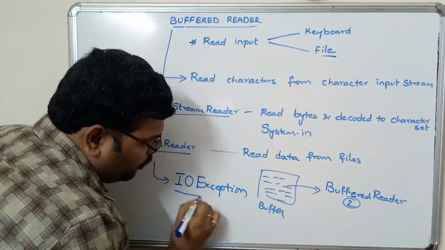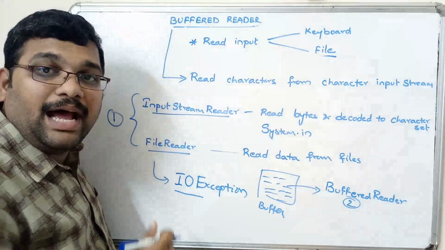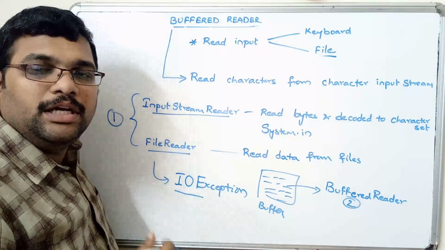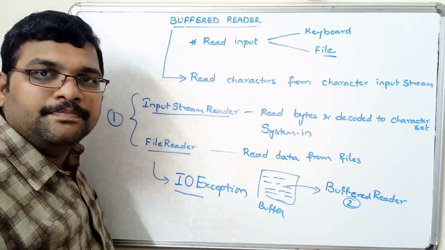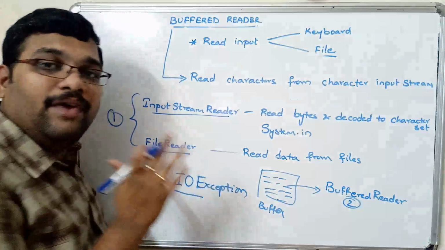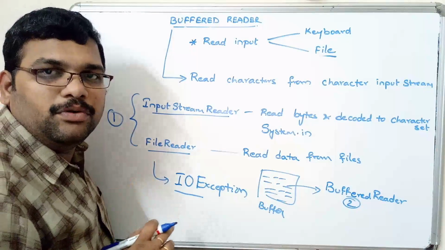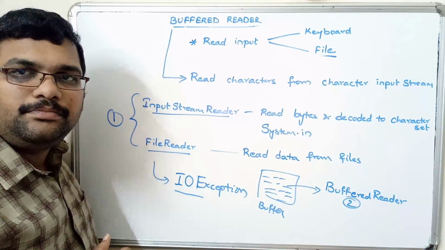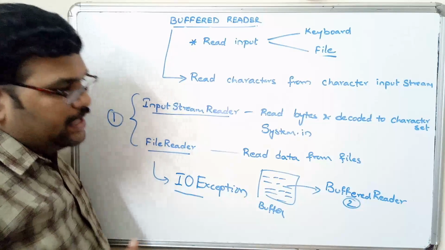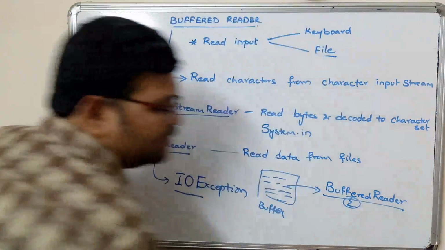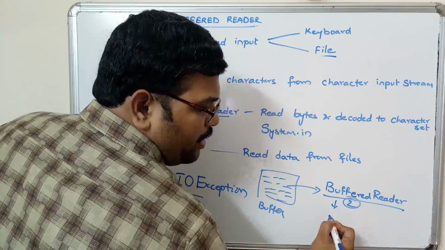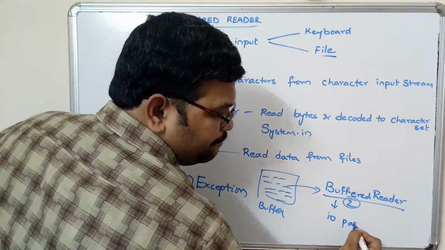So here IOE, all three are capital letters. IOException, input output exception. This exception will be raised when there is an error in reading the input or printing the output. So hope you understood. This BufferedReader class is available in the IO package.